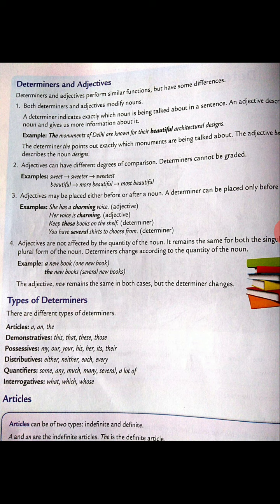Then quantifiers are there. Quantifiers tell us the quantity: some, any, much, many, several, a lot of. They are used for your uncountable nouns. Then we have finally the interrogatives: what, which, whose. These are also the types of determiners.